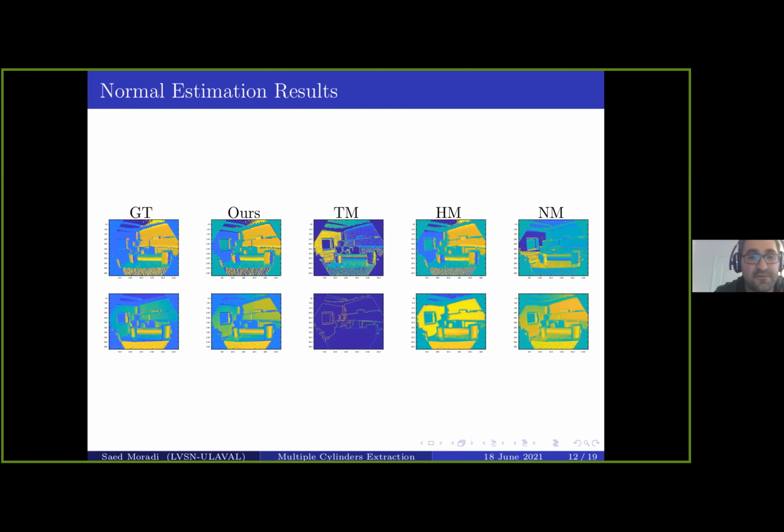The first row is the phi image and the second row is the theta image. The first column is the ground truth, the second column is our method's result, and TM, HM, and NM stand for Tang's method, Holzer method, and Nakagawa method. As shown in this figure, our method has the best match with the ground truth. We can use image similarity metrics like SSIM and so on, but here I just show the visual comparison of the different methods. As shown in this figure, our method outperforms the other baseline methods. So this is for our first step.